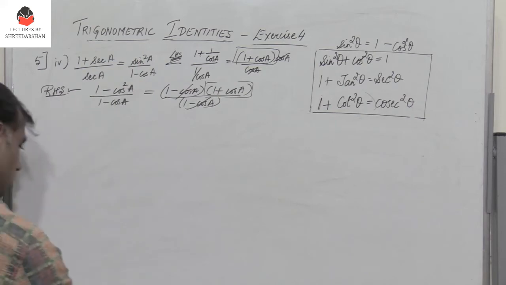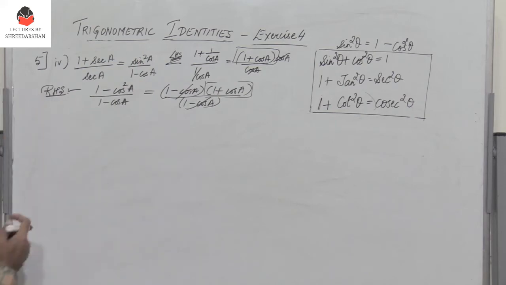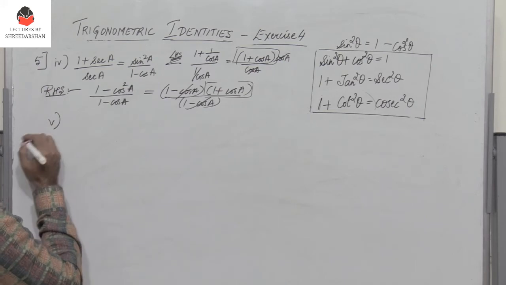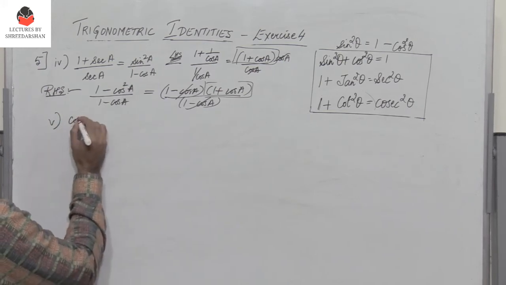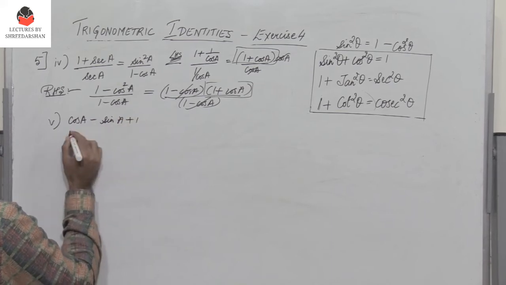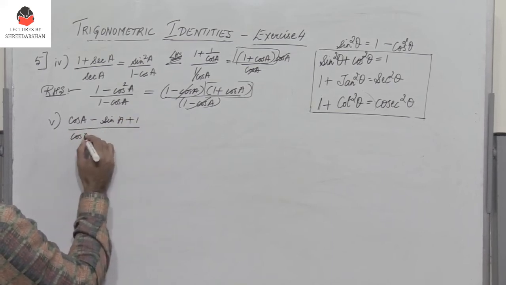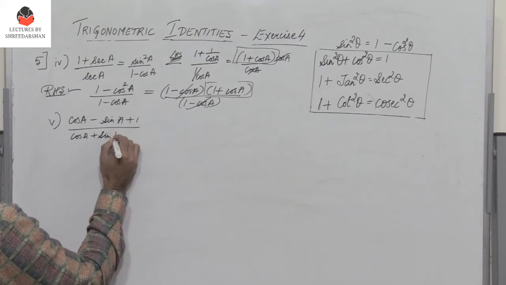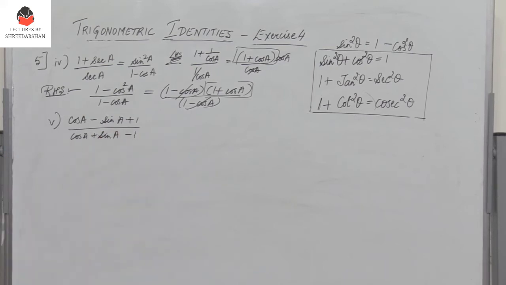Right? So now moving on to the next one, problem 5. I have cos A minus sine A plus 1 divided by cos A plus sine A minus 1. Okay? So now we need to prove that this is equal to cosecant A plus cot A. Okay? Now how do we do that?